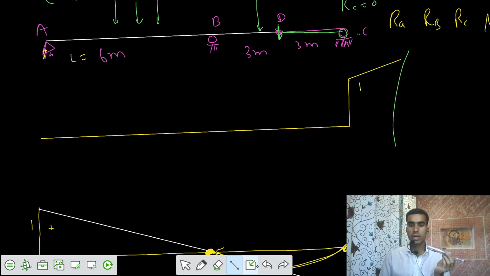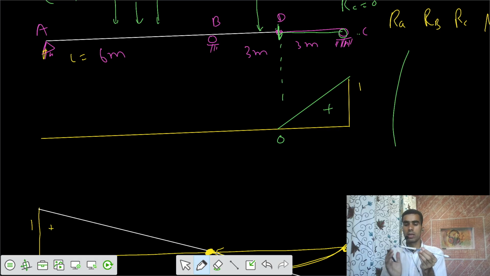So the profile would be, let's remove this one. So the profile would be up to the point D, you have to show that it becomes 0. This is 0, 0, and this is 1. So this is the variation that it should go in this way. But support A has to remain intact. Support A has to remain intact. Support B has also to remain intact.